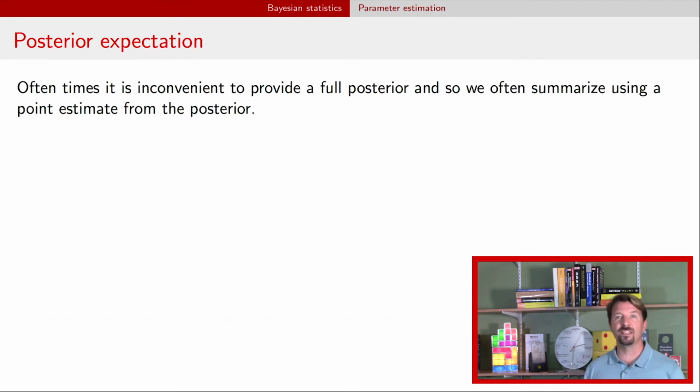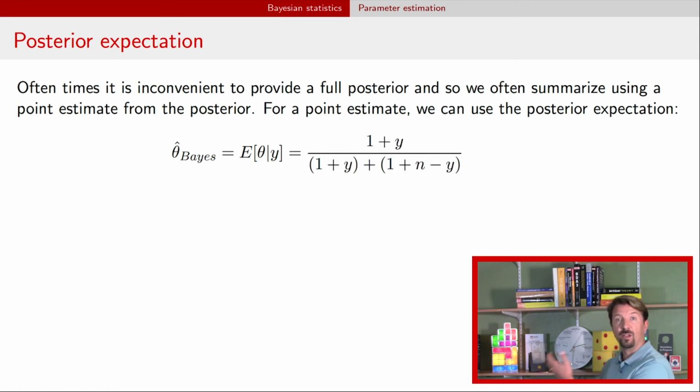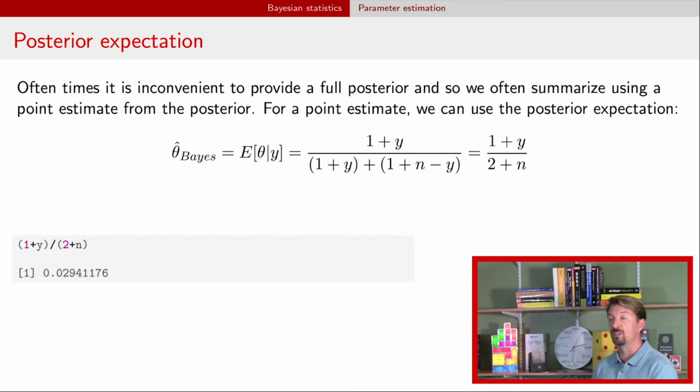Now, oftentimes it's inconvenient to hand somebody that whole density, so we might want to summarize it in a more succinct format. One way, if you're only given one number, is to provide a point estimate from that posterior. What we'll typically use in this class is the posterior expectation. I'm going to refer to that, for the purpose of these videos, as the Bayes estimator. If you're watching this from somewhere else, I realize that Bayes estimators are more complex than that, and they involve a utility. But for simplicity, we're going to call that posterior expectation the Bayes estimator. For a beta distribution, that's going to be (1 plus y) divided by 2 plus n. In this particular example, we find that the Bayes estimator is close to 0.03.